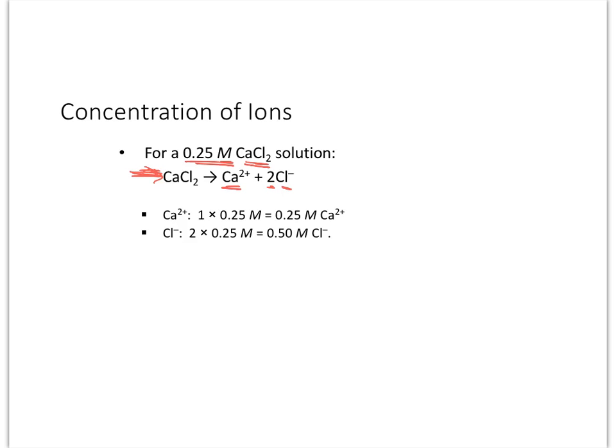So that means the concentration of the calcium ions is one of those ions from the formula times the concentration of the solution, which gives me 0.25. And then the concentration of the chloride ions, since I have 2 of them in my formula, the concentration of chloride ions is actually twice as much as the concentration of calcium ions. Another thing to remind you of, when you see brackets around a symbol, that means concentration or molarity.